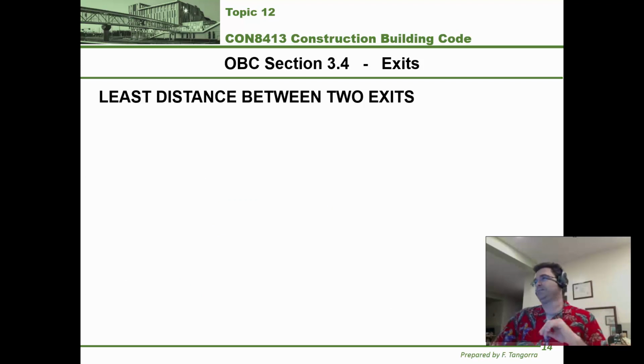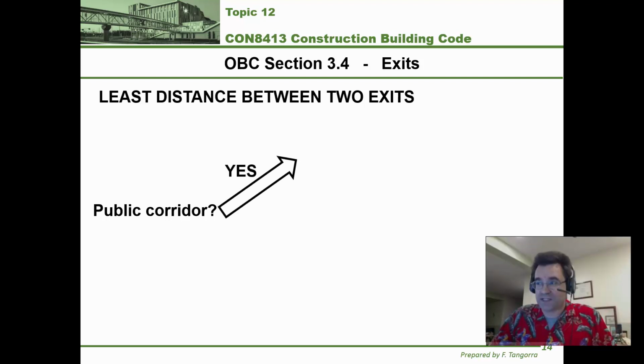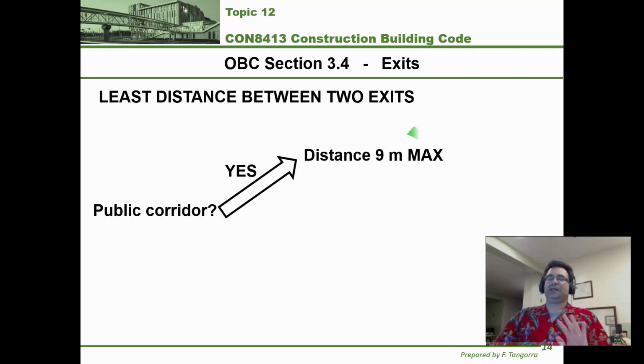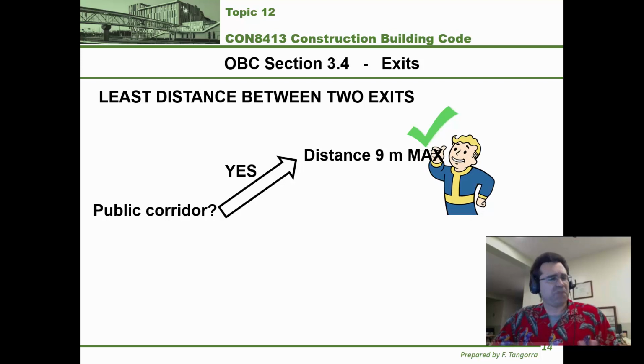Okay, let's try this. What is the minimum distance between two exits? Does that floor space have a public corridor? If the answer is yes, then the maximum distance between exits is 9 meters. No more. Black and white.